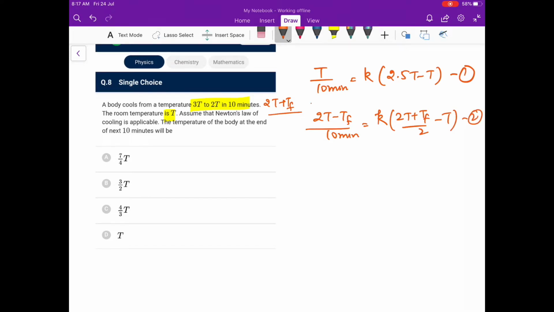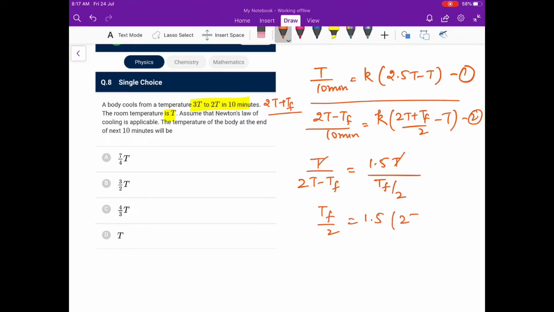Now divide the both. What we'll have? T upon 2T minus T final would be equal to 1.5T upon T final by 2, T cancelled. So T final by 2 is 1.5 into 2T minus T final. So take this here, this comes out as, we will have 2T final is equal to 3T. So T final comes out as 3 by 2 T.